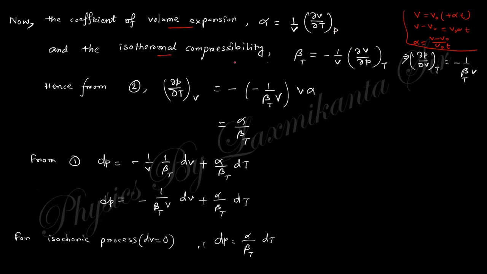So isothermal compressibility is like that. This compressibility is the inverse of volume expansibility. So this is nothing but the inverse of this one at isothermal process.